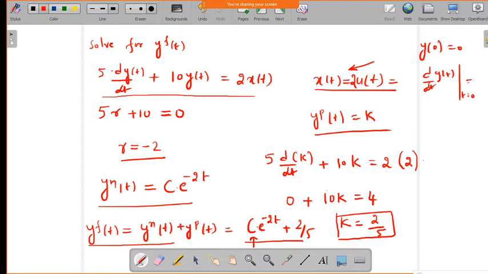Okay. Now substitute the value of c in this equation. So, we will get the final forced response equation, that is y(t) equal to minus 2 by 5 into e^(-2t) plus 2 by 5. So, this is the complete forced response of the system, which is described by this differential equation. Okay. So, is it understood? Any doubt in this?